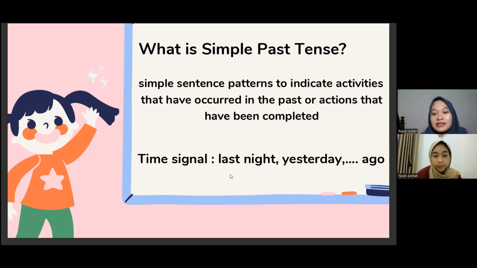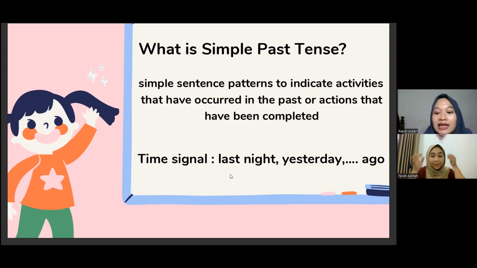Simple past tense is a simple sentence pattern to indicate activities that have occurred in the past or actions that have been completed, like you did something yesterday, last night, 2 weeks ago, and so on. There are two types of simple past tense: verbal and nominal. Simple past tense verbal uses a verb that describes an action. Meanwhile, the nominal uses the verb to be, which describes a situation or a condition. You understand? Yes, I understand.